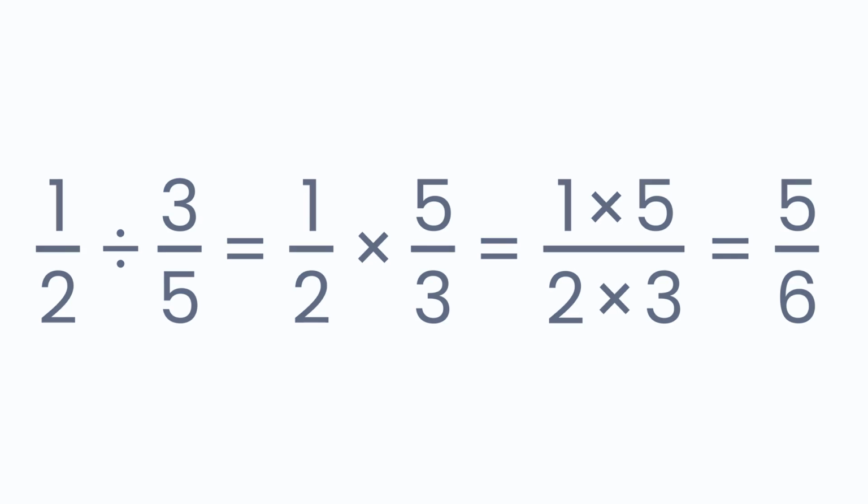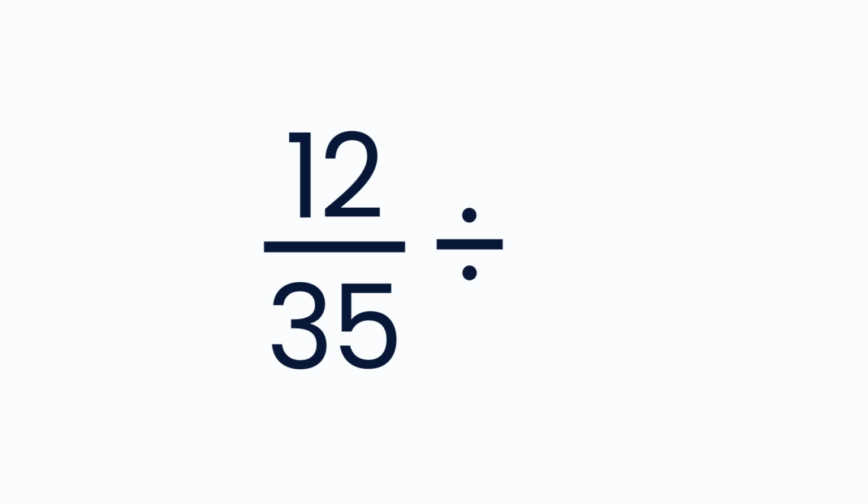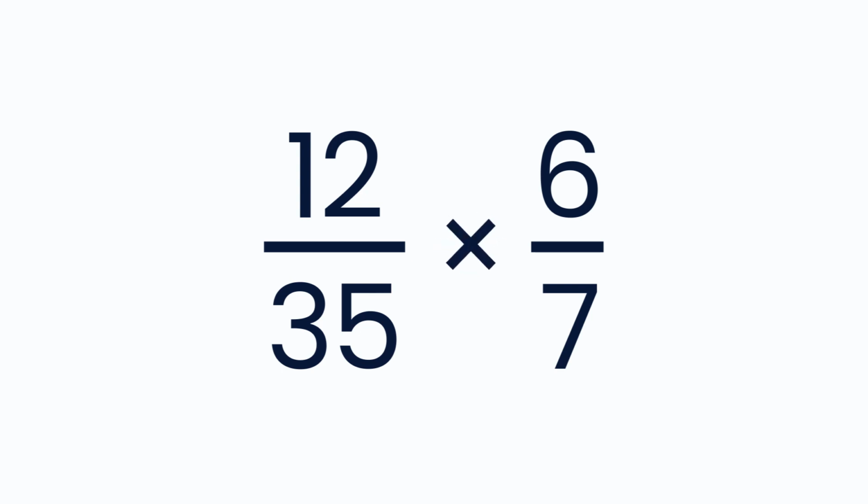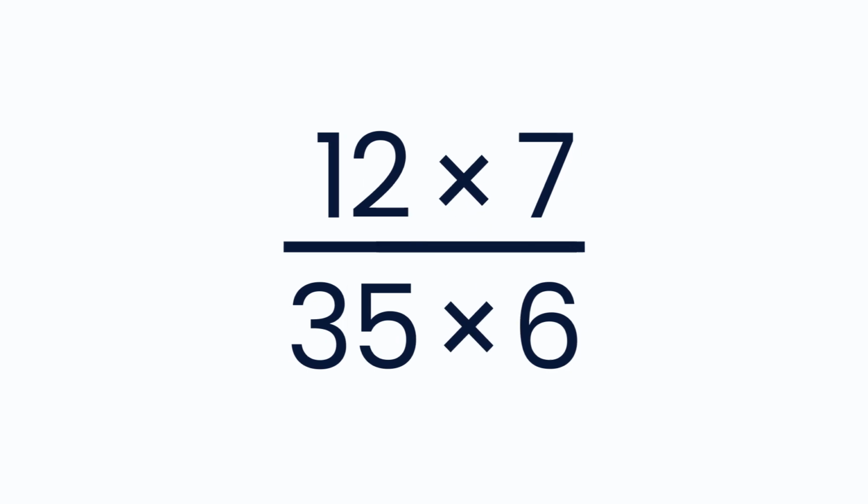Here's another example. You want to find 12/35 divided by 6/7. You keep the first fraction, change from division to multiplication, and flip the last fraction. Before you multiply, it's smart to factorize and see whether you can cross-cancel any factors.